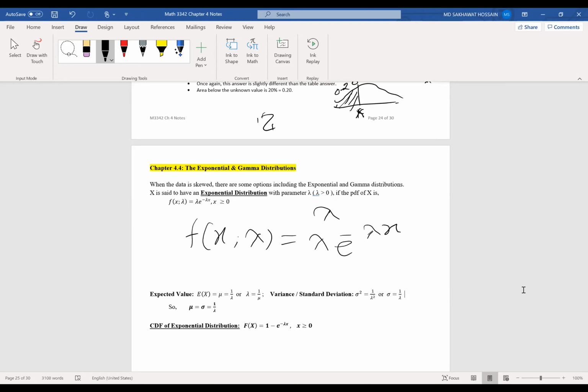Sometimes some books also use another PDF function, which is f(x; lambda) equal to 1 over lambda times e to the power minus x over lambda. But we are not going to use that PDF function for this course. We are going to use the first one, f(x; lambda) equal to lambda times e to the power minus lambda x.